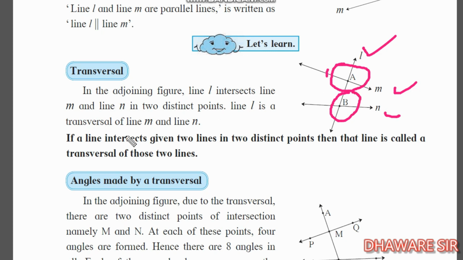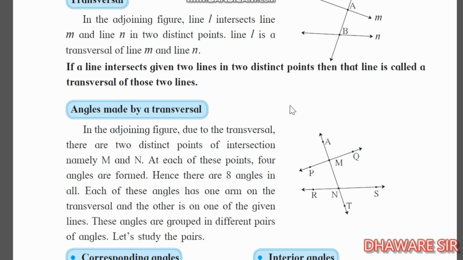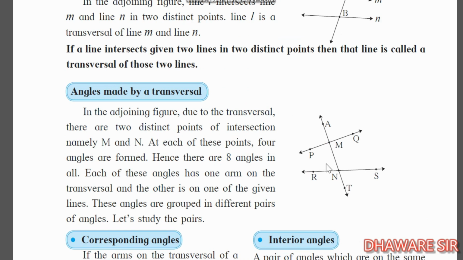So when one line is intersecting two different lines in two different points, then this line is called the transversal of those two lines. Angles made by the transversal. Now what is the second point? Angles made by the transversal.